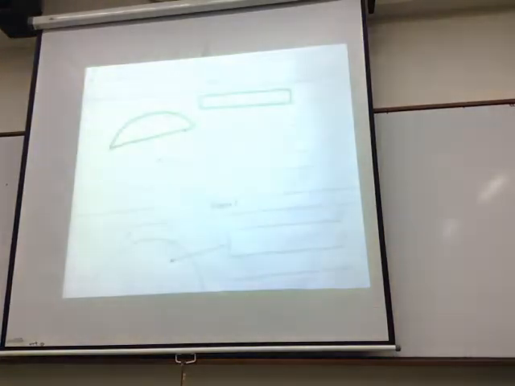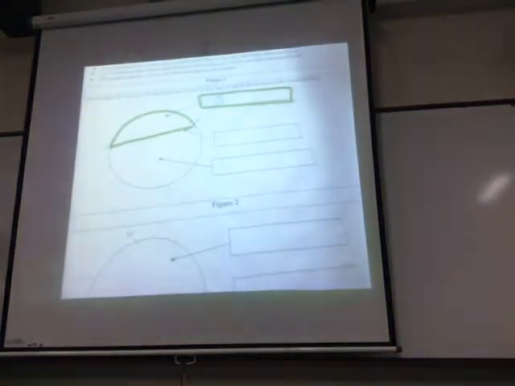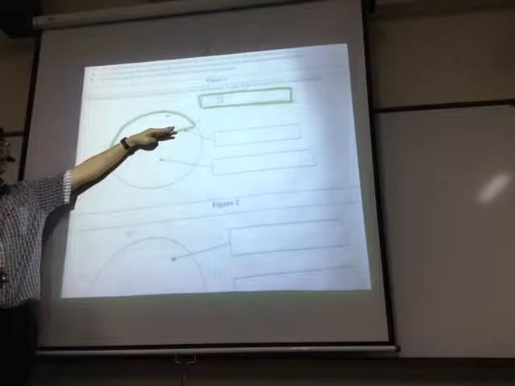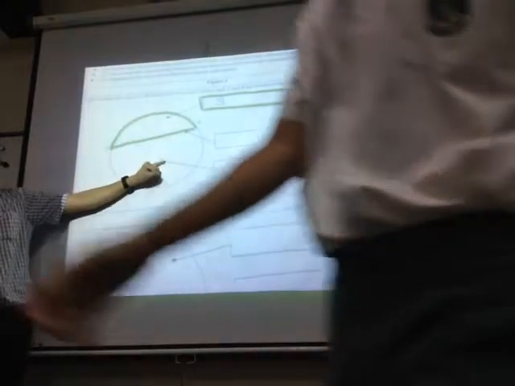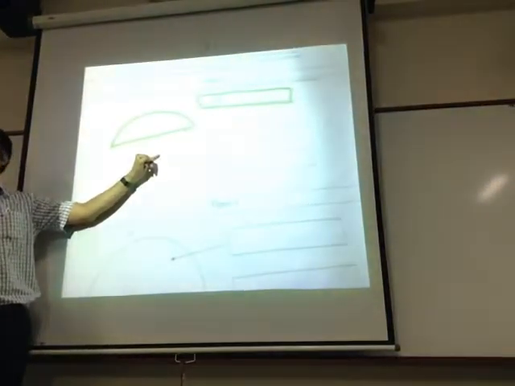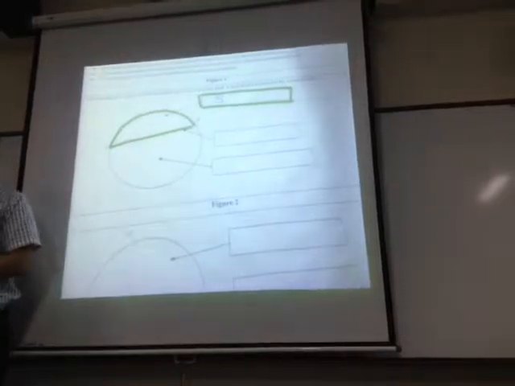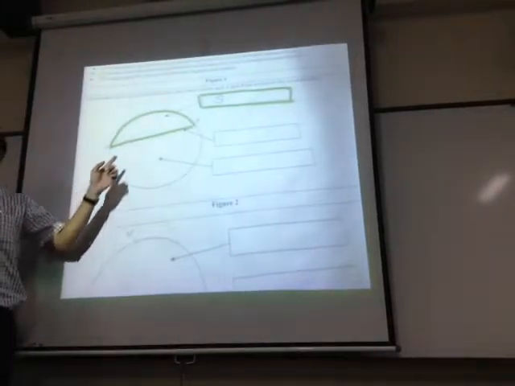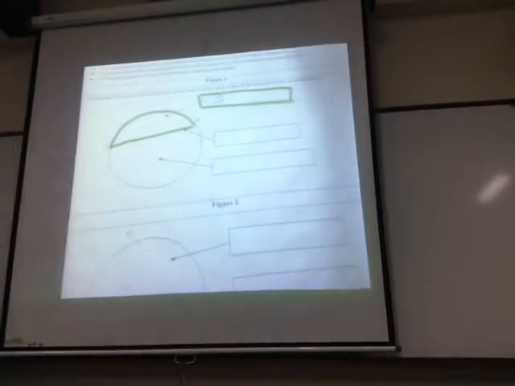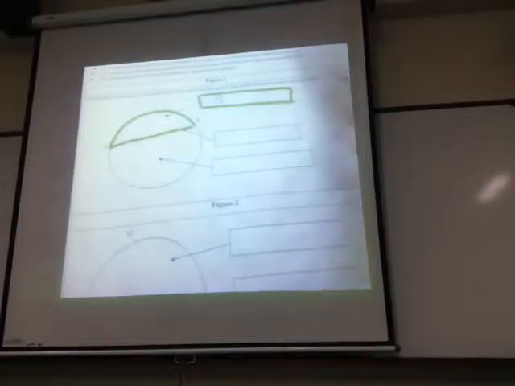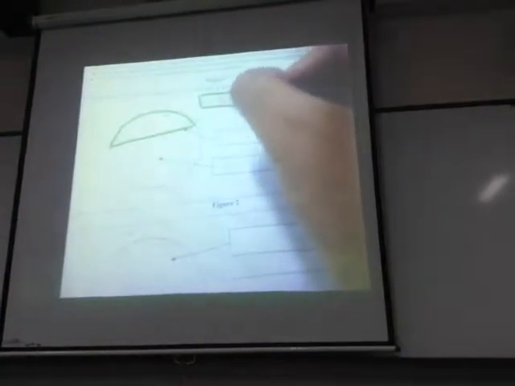So what is this called? Start with S. Anyone? Semicircle, close. Semicircle is when this line actually goes to the center, then it's called a semicircle. But if it's not cutting the center, then this is called a segment. Okay?